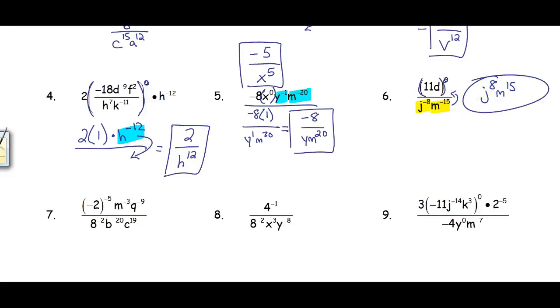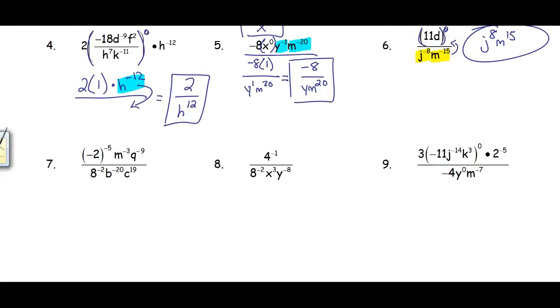All right, number 7. We have a lot of moving to go on here. Okay, 2 to the negative 5th is going to be moved. M to the negative 3 and Q to the negative 9th is going to be moved. Okay, what's moving down here? 8 squared and B to the negative 20th. C to the 19th is going to stay since it's already a positive exponent.